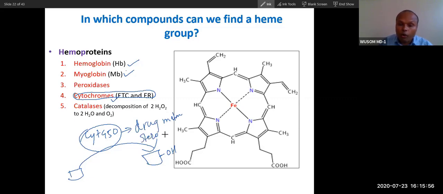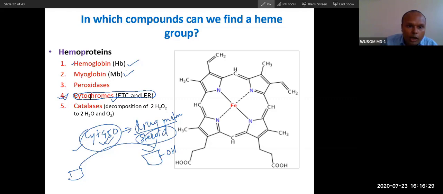Steroid metabolism: either synthesis of steroid hormones, or it is also involved in synthesis of bile acids and other cholesterol metabolism as well. So it is a very important part of cholesterol metabolism and drug metabolism, and also a very important part of bilirubin metabolism. So this is a very important group of enzyme systems designated cytochrome P450. So this is very important among heme proteins, and just remember this also.